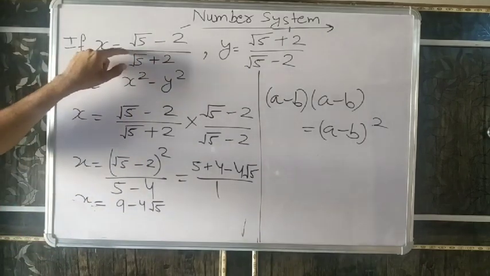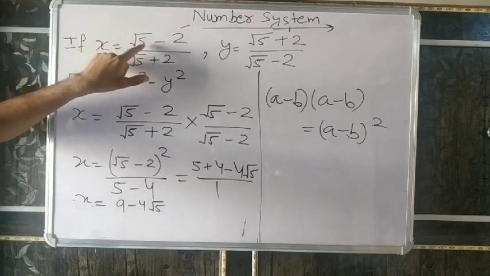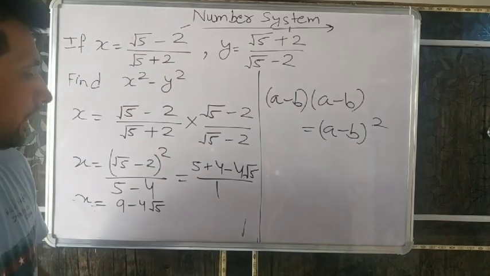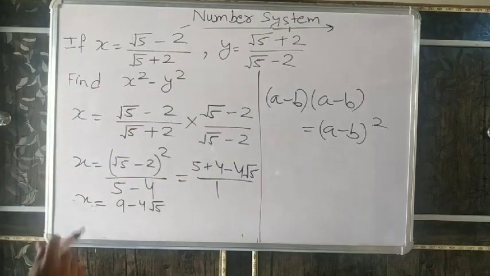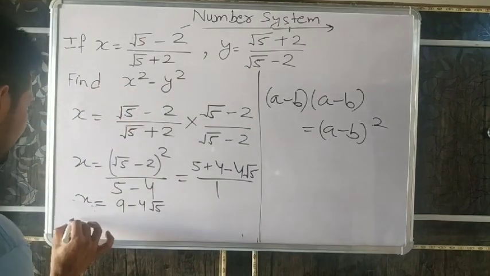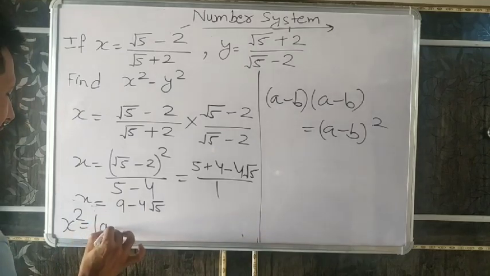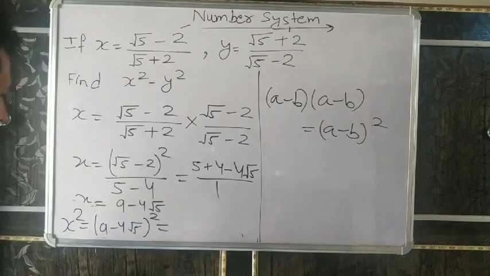And here we convert x equal to (root 5 minus 2)/(root 5 plus 2) in the form of 9 minus 4 root 5. Now we need x square. How will you find x square? Taking square on both sides: (9 minus 4 root 5) whole square.